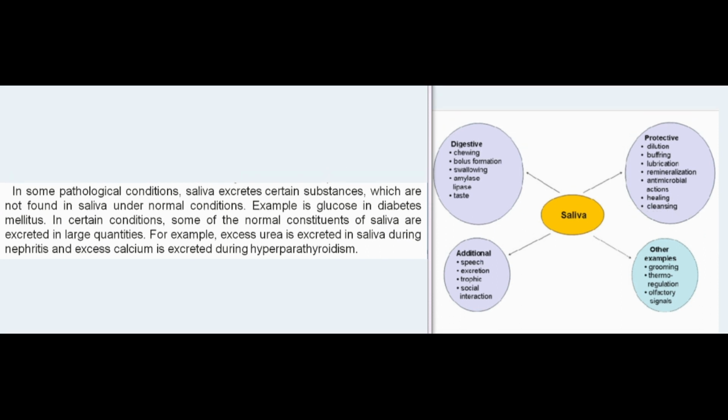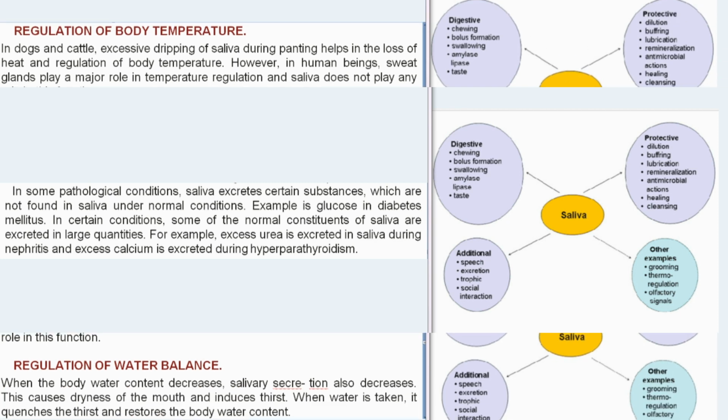In some pathological conditions, saliva excretes certain substances, which are not found in saliva under normal conditions. An example is glucose in diabetes mellitus. In certain conditions, some of the normal constituents of saliva are excreted in large quantities. For example, excess urea is excreted in saliva during nephritis and excess calcium is excreted during hyperparathyroidism.